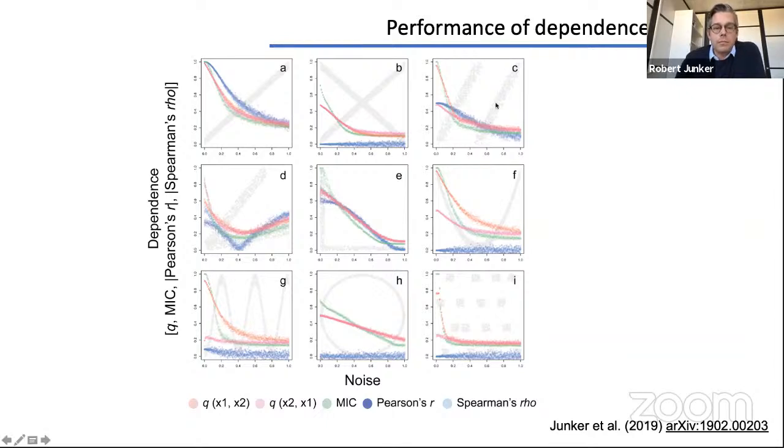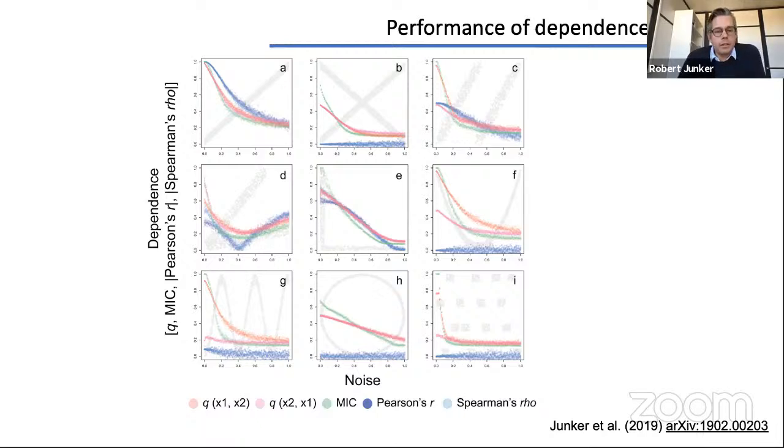When we go here to an asymmetric dependence, for each X value we can predict precisely one Y value, but for each Y value, we can predict two X values. We see a strong contrast here between Q(X1, X2) and Q(X2, X1). This is why we have these two reddish lines here, whereas MIC and Pearson and Spearman all show only one value, but otherwise they behave similarly.